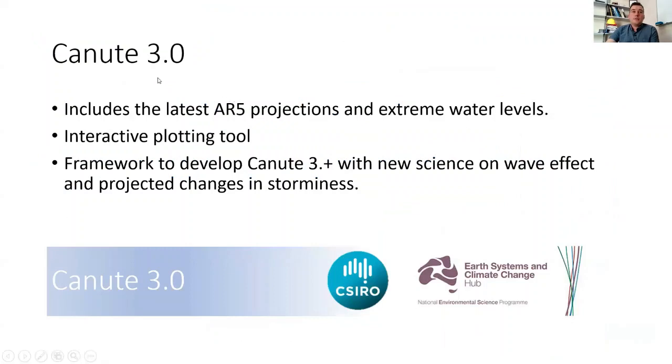So moving on from Canute 2.0 to Canute 2.3, one of the biggest upgrades is that we're now including AR5 latest projections of mean sea level. It's providing a more interactive tool with modern web-based functions and a framework within the team to develop Canute 3.0 new science on wave effects and projected changes in storminess, which is the science that we're developing within the group.